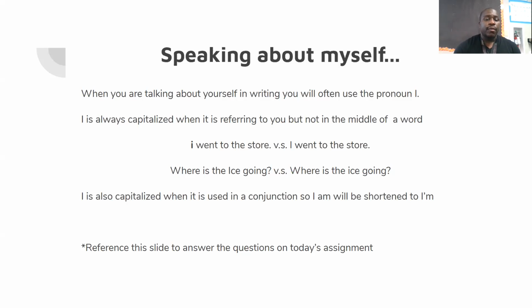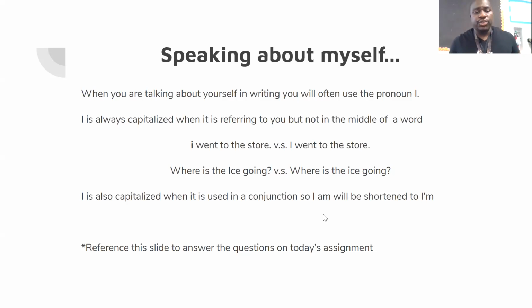Next, it says, "Where is the Ice going?" Here, I capitalized the I in ice, and that's not correct because it's not I by itself, and the ice isn't at the beginning of the sentence. So you can't do that. The correct way to do that would be to put "where is the ice going" with the lowercase i as we can see here.